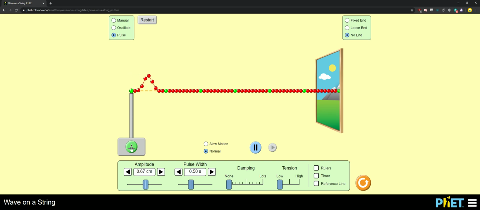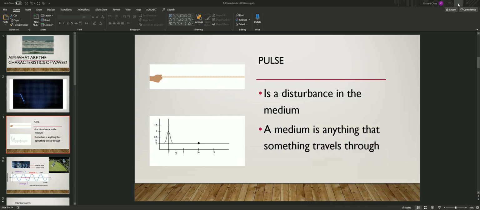And so this is a pulse. There's also something here that's very important to notice, and I'll talk about what you should notice later, but we'll continue on. The medium is anything that the wave or the pulse is traveling through. In the case of the PhET simulation, and in the case here, it's the rope or the particles.